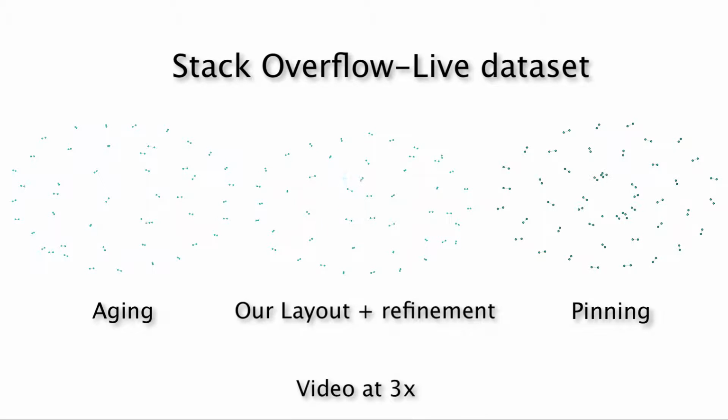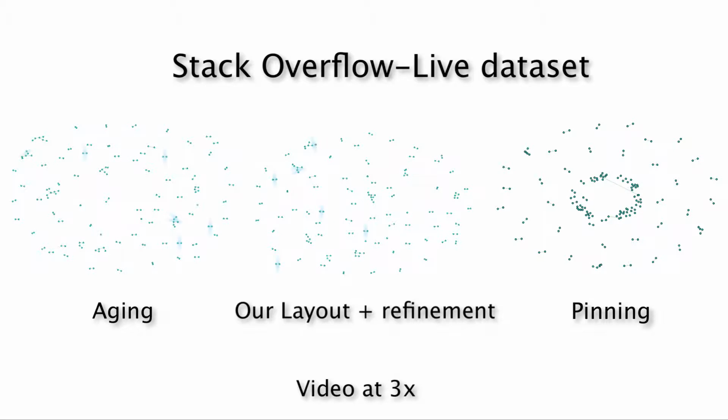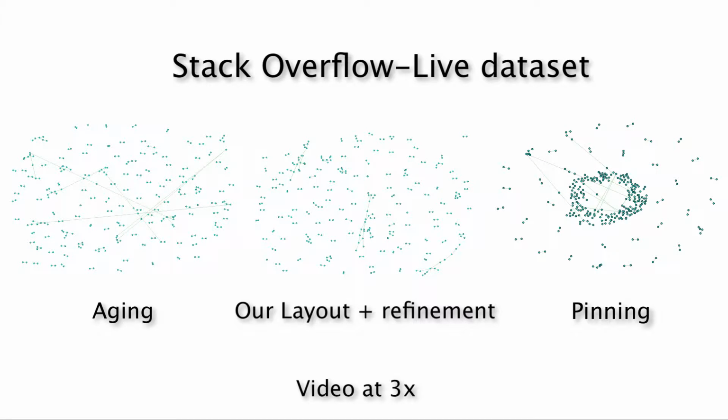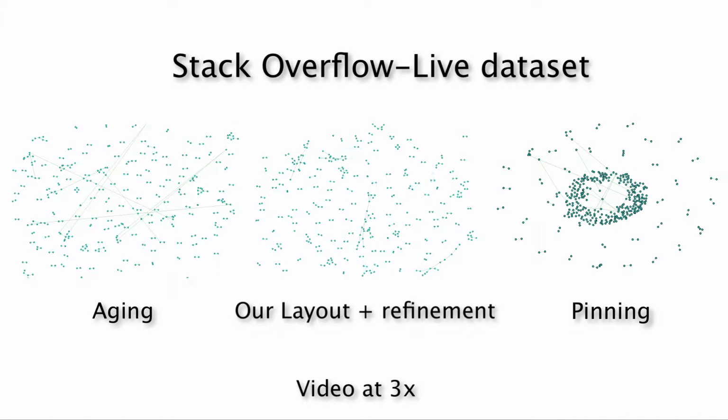Let's look at an example of our layout method versus the previous online dynamic layouts. Aging by Gorochowski et al. is shown on the left and pinning by Frishman et al. on the right. As the video plays, we can see both aging and pinning having trouble with components merging. Long edges and edge crossings are both present in the two layouts. Our layout, on the other hand, gradually shifts nodes until they reach a better placement.